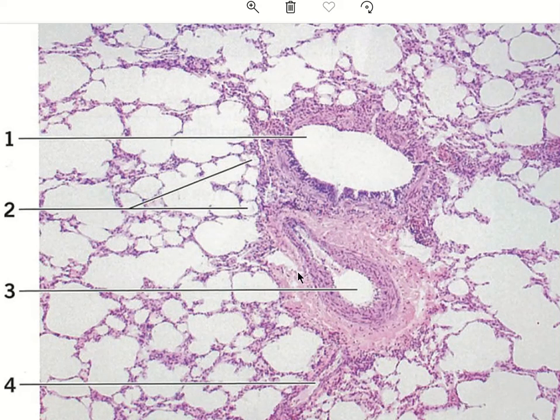And you can see that in this slide, it's stained a little bit lighter, but most importantly, you can see that there's quite distinct layers, which is indicative of your various tunicas. So here's your tunica intima, very thick tunica media, and your tunica externa.